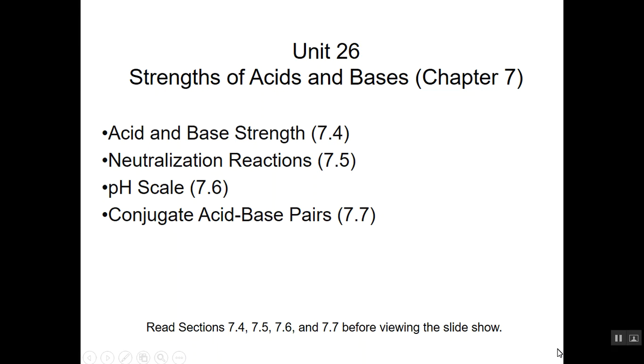Welcome to the presentation on Unit 26. We're going to visit a little bit about strengths of acids and bases. This is Chapter 7 material, in particular Section 7.4, 5, 6, and 7.